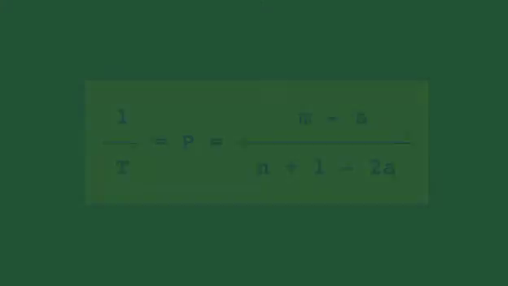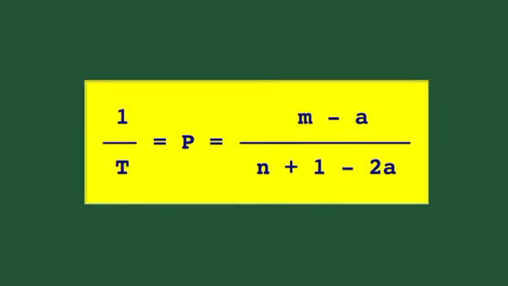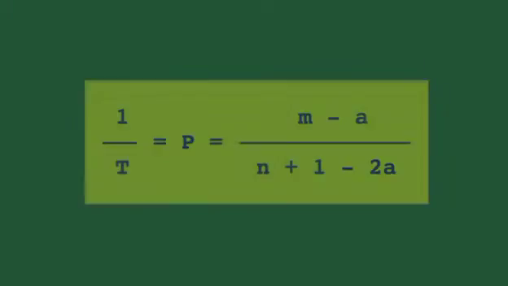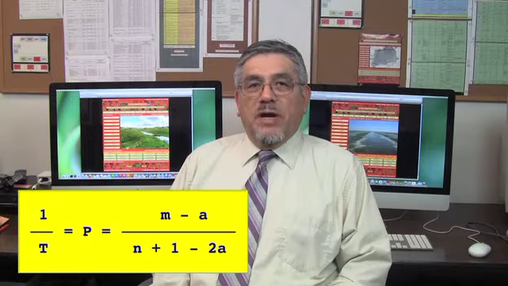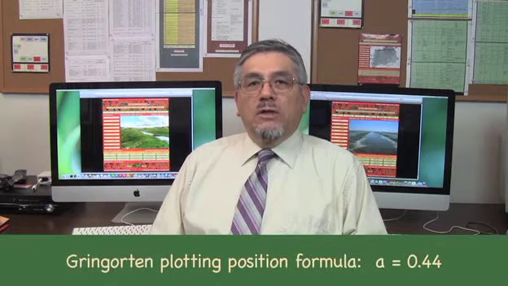A more general plotting position formula is in which A is a parameter. The Blom formula, with A equal to 0.375, is most appropriate for a normal distribution. The Gringorten formula, with A equal to 0.44, applies to the Gumbel distribution.